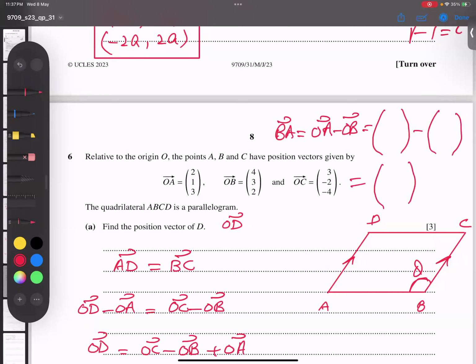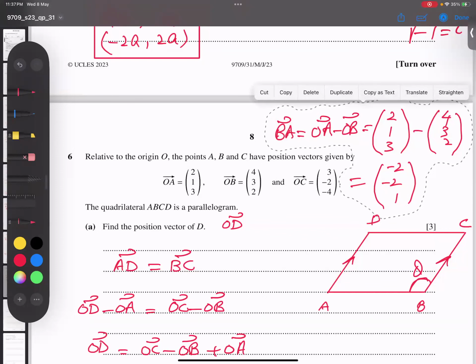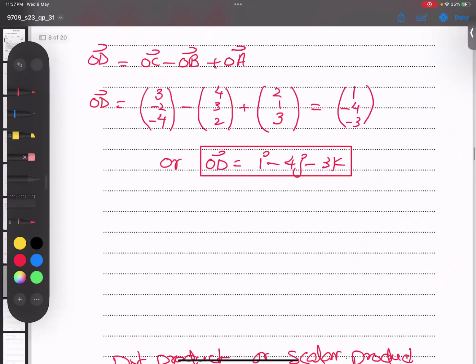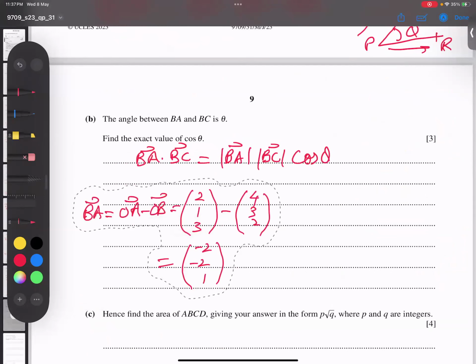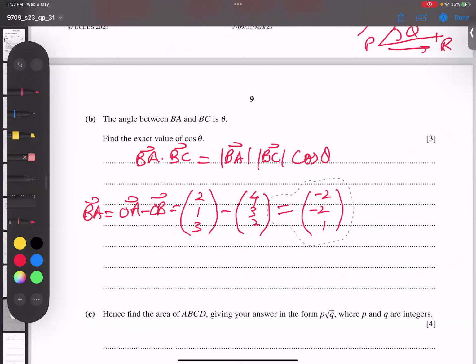Okay, OA is what? 2, 1, 3. OB is what? 4, 3, 2. And 2 minus 4, I'm getting -2. 1 minus 3, I'm getting -2. And 3 minus 2, I get 1. Okay, this is the value of BA. Let me cut it from here and paste here. And this answer, I'm writing it here. This is done, students.